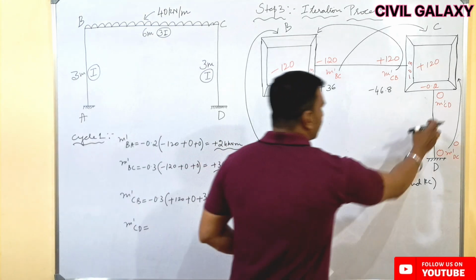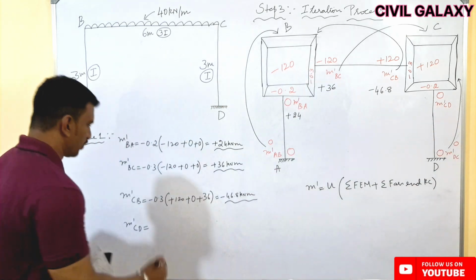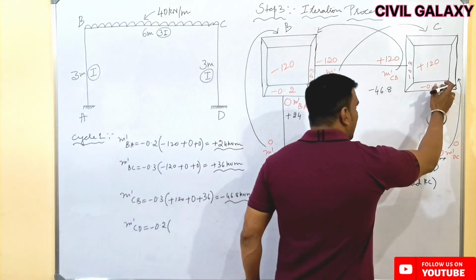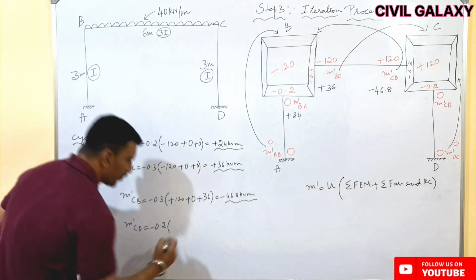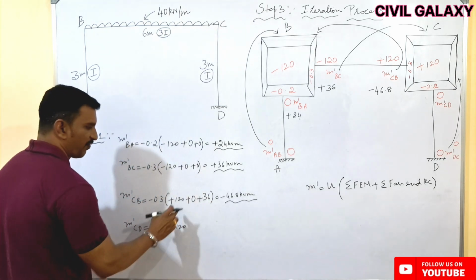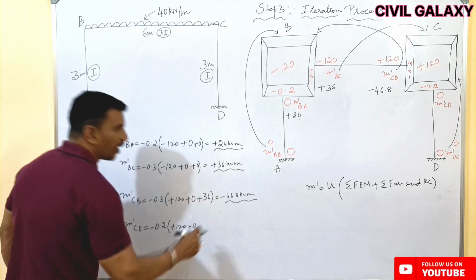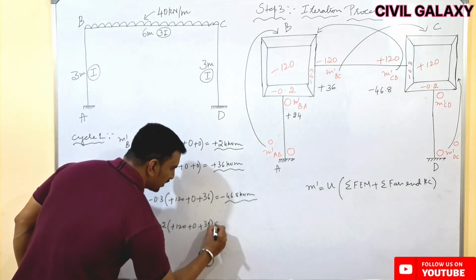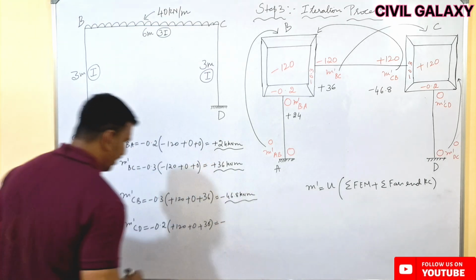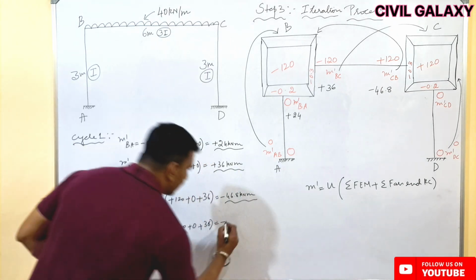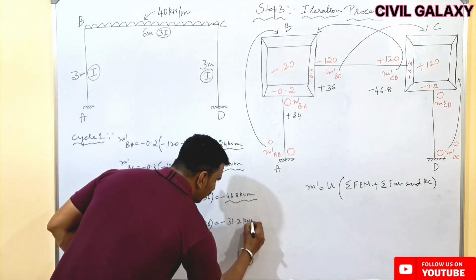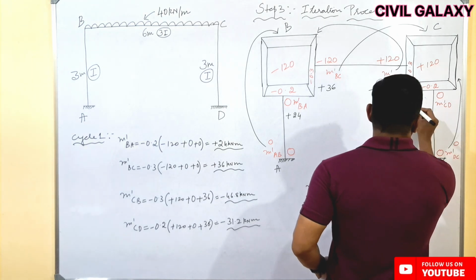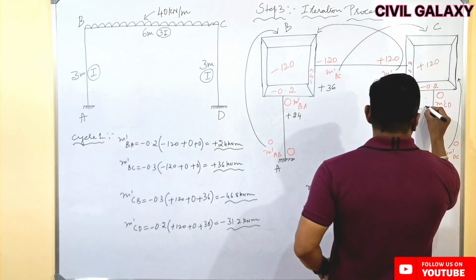Next is m dash CD. We need to find out this value. The rotation factor here is minus 0.2. The rest remains the same: the summation of fixed end moment plus 0 for m dash DC, plus the new iteration value which we have got for the far end, which is plus 36. We have a value of minus 31.2 kilonewton meters. So this value will be written here, which is minus 31.2.